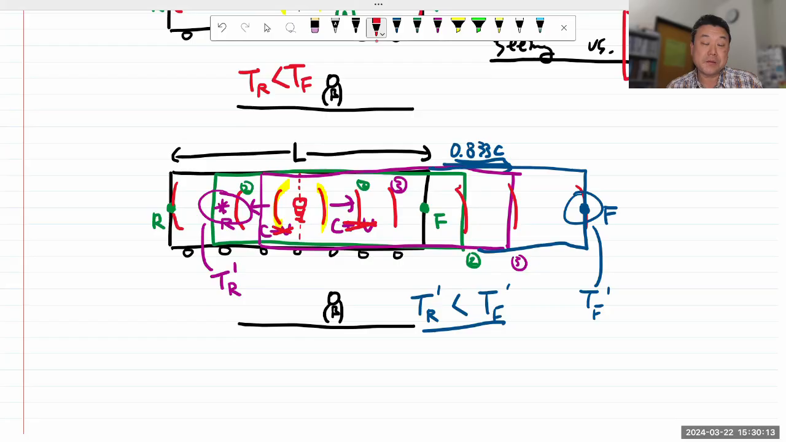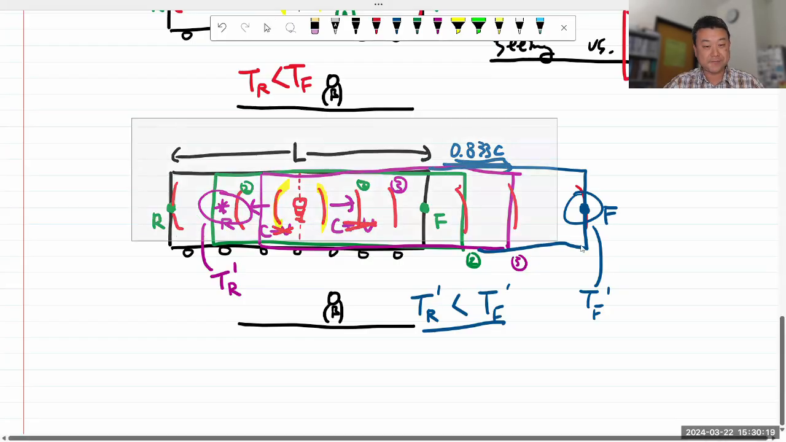So under that assumption, light hits the rear of the train before it hits the front of the train, because the light going towards the front of the train isn't moving any faster from Bob's reference frame. It's still moving at c. Light going to the rear of the train is not any slower. It's also moving at c.